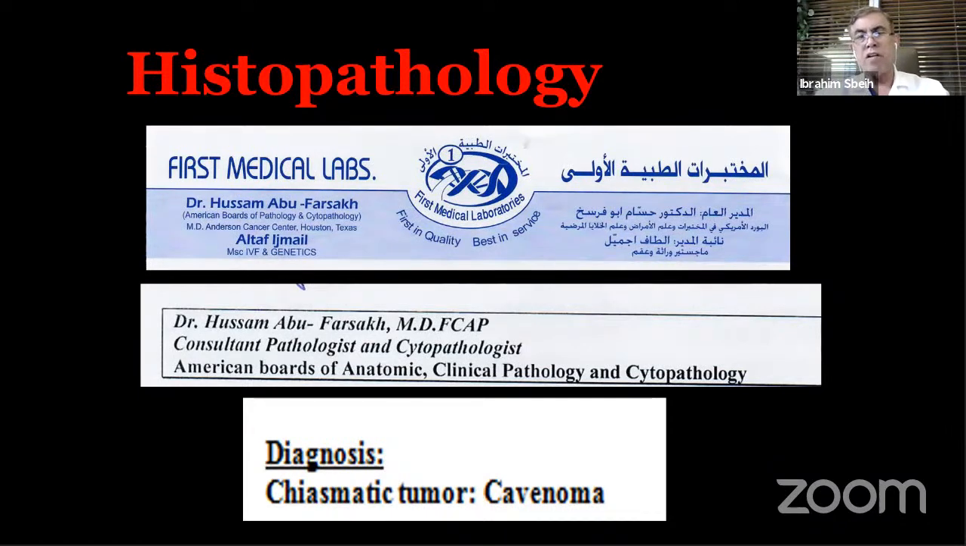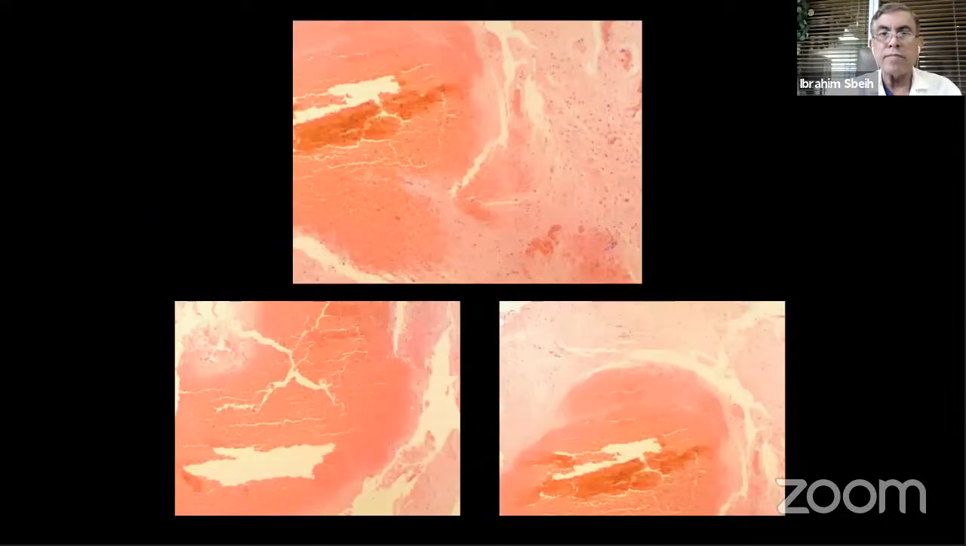The vascular pathology of the brain is so varied, so wide, so extreme that you have to expand this knowledge and differential diagnosis. So this was a cavernoma of the optic chiasm, and here are the slides to support it.